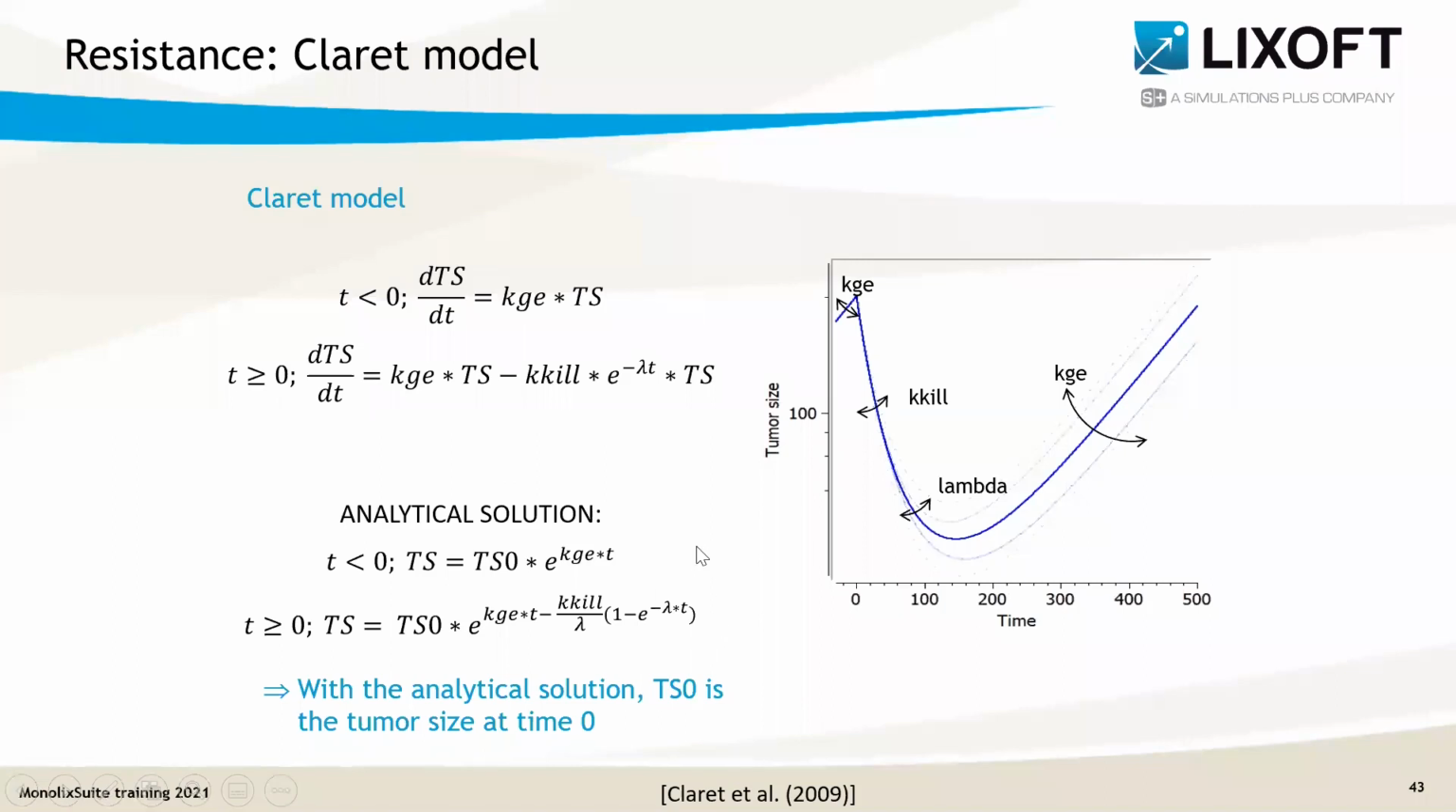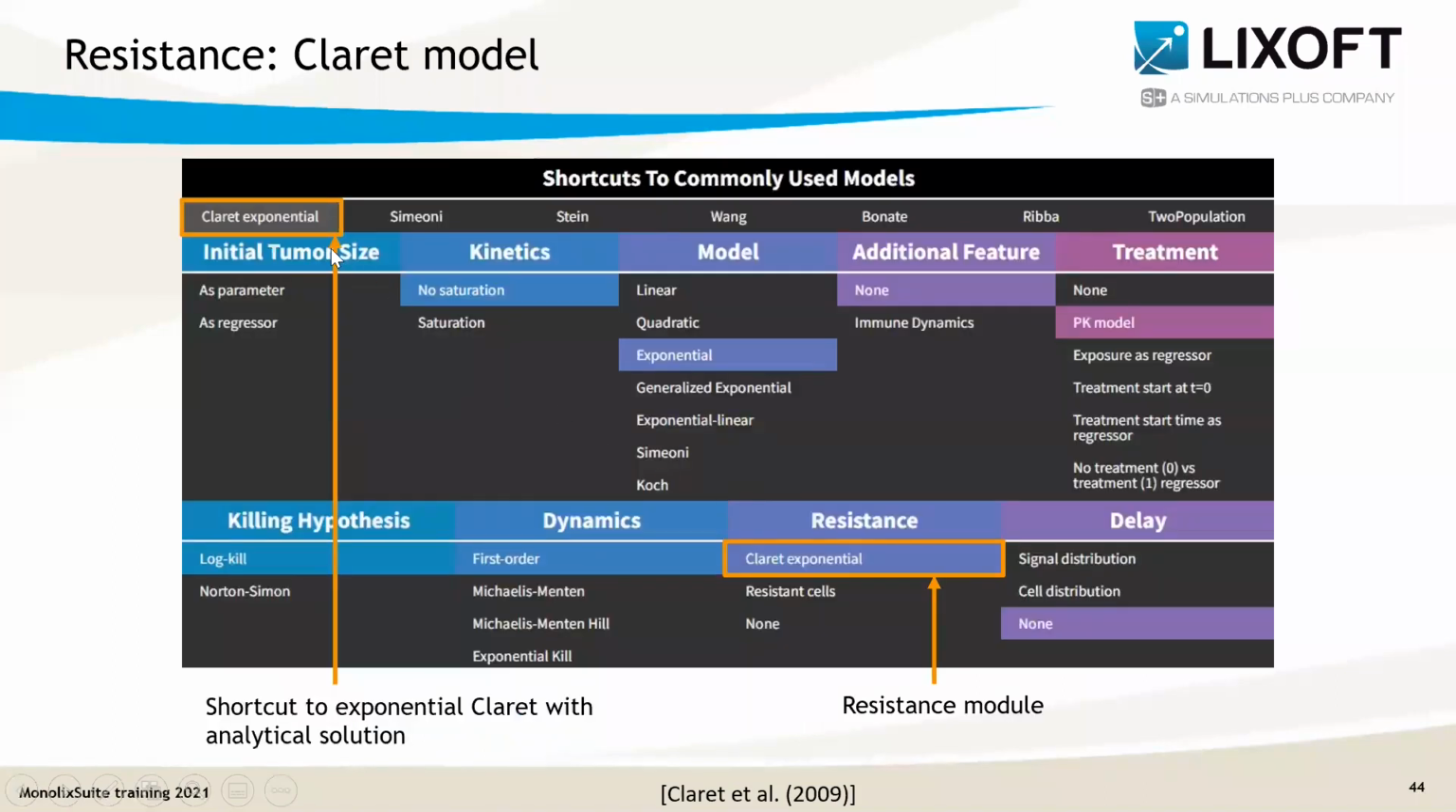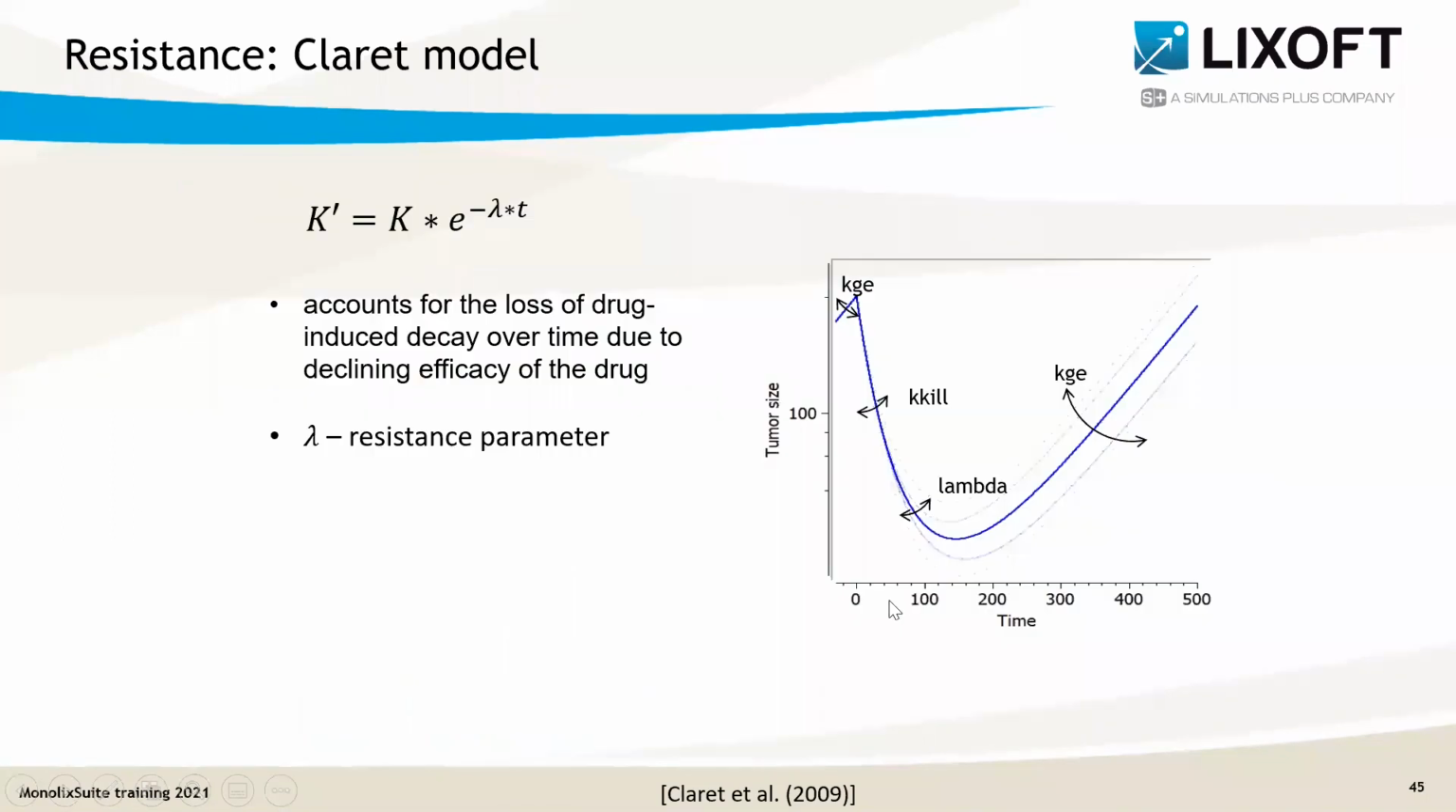So it has the advantage of being described with an analytical solution. This model corresponds to the shortcut Claret exponential that is in the library with exponential tumor growth and a first-order log-kill treatment effect with Claret resistance. And it is possible to actually combine only the resistance term with any tumor growth function and any common treatment kinetics, so using just this term that can be seen on this slide.